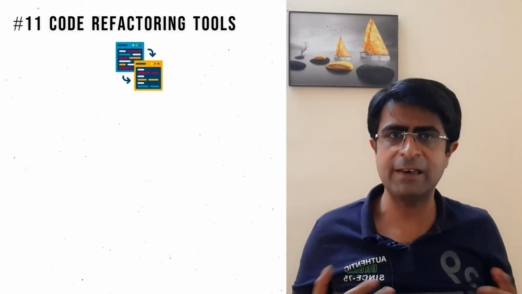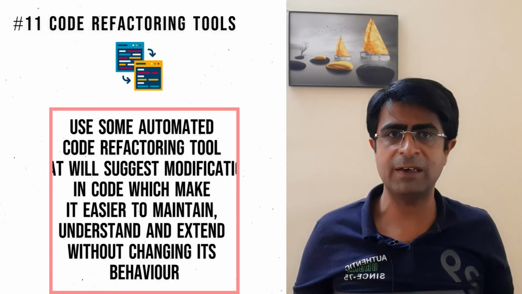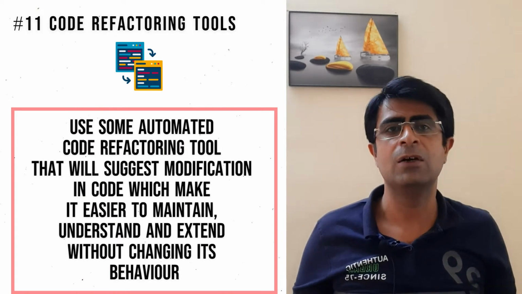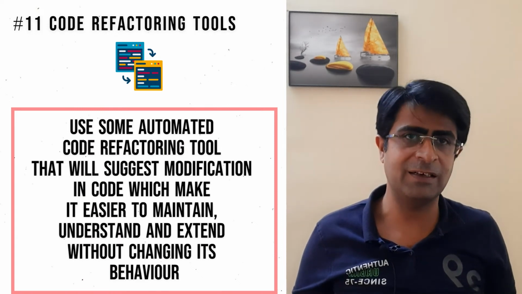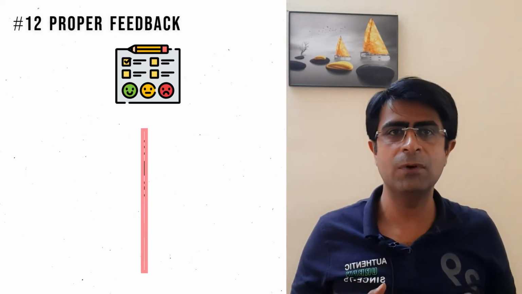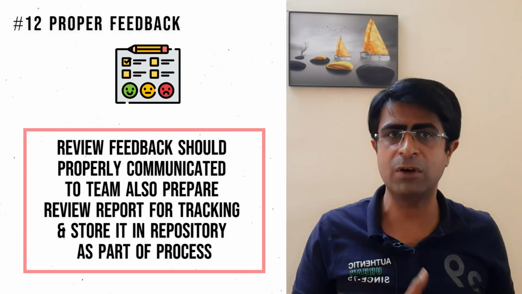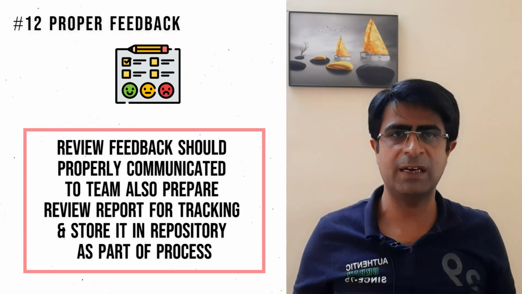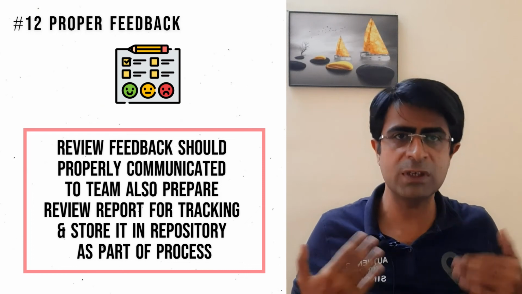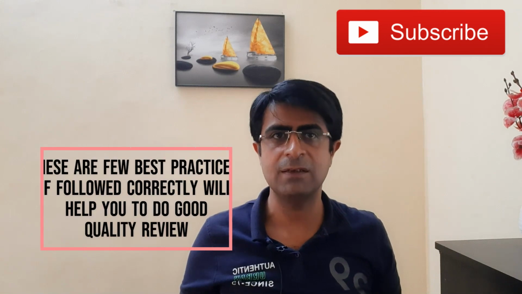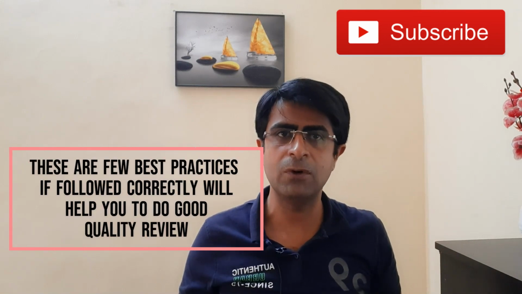Automated code refactoring tool. Use automated code refactoring tool that will suggest code modifications which make it easier to maintain, understand and extend without changing its behavior. Proper feedback and review report. Review feedback should be communicated properly to the team. Also prepare a review report that can be used for tracking purpose and can be stored in some repository as a part of process. These are the few best practices, which if followed correctly, will help you to do a good quality code review.